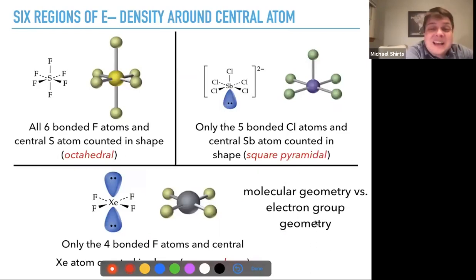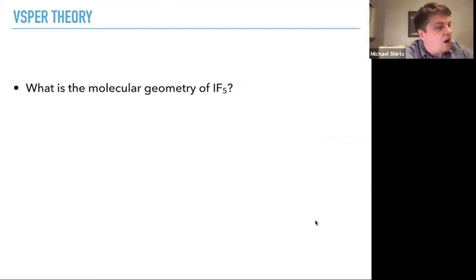That explains a lot of the shapes you see. Those basic principles: electron groups want to be as far apart as possible, and lone pairs take up slightly more space. And that explains most of these molecules. Let's go on to some more complicated ones.